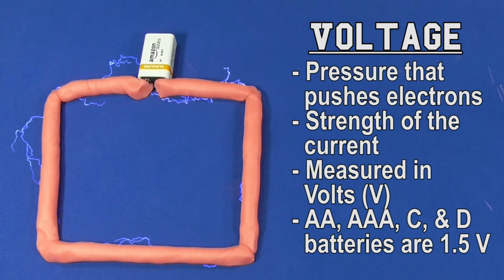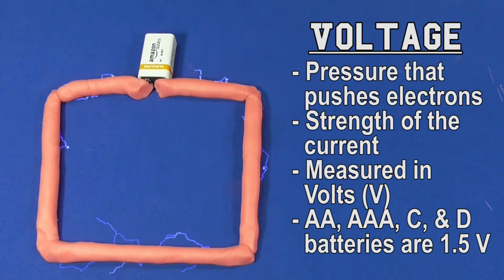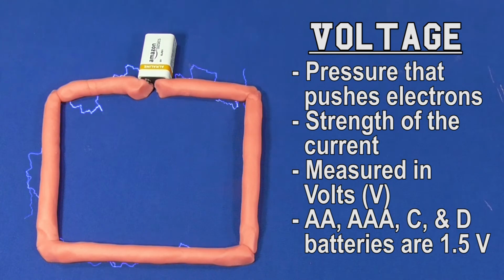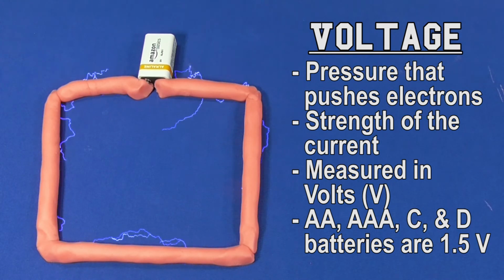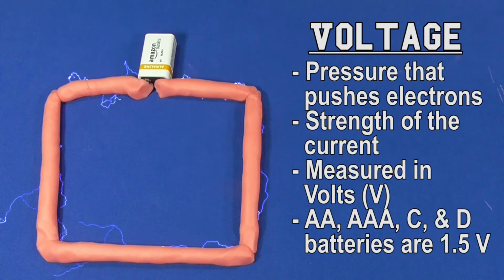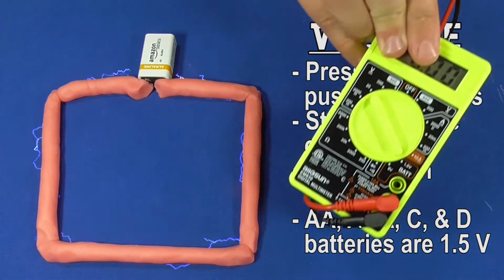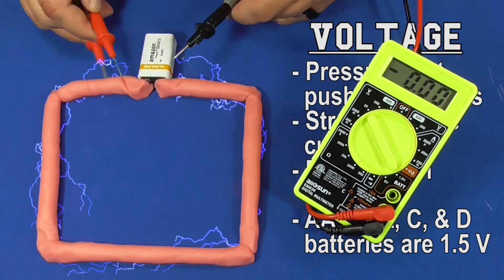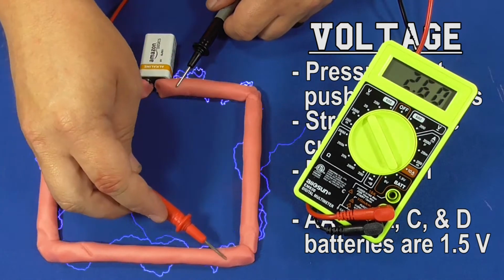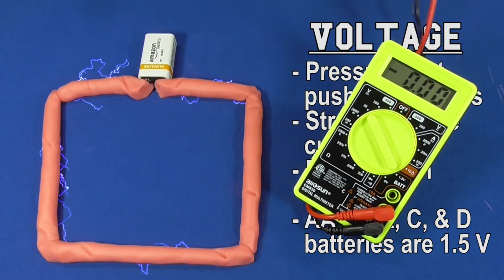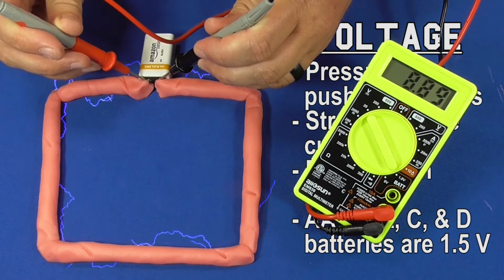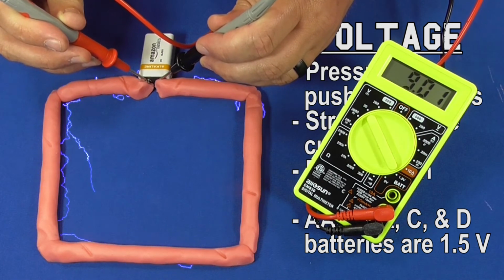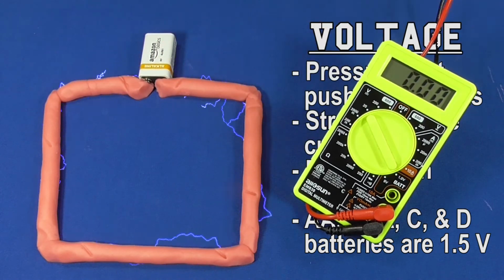The pressure that pushes electrons in a circuit is called voltage. Voltage is a measurement of the pressure applied to electrons to make them move. It's a measure of the strength of the current in a circuit, and it's measured in volts. This tool is called a multimeter. It's able to measure the voltage of our circuit. As the two leads get closer and closer together, the voltage drops. Measuring the voltage directly from the two ends of my battery helps to explain why this is called a 9-volt battery. It has an electrical potential difference of 9 volts.